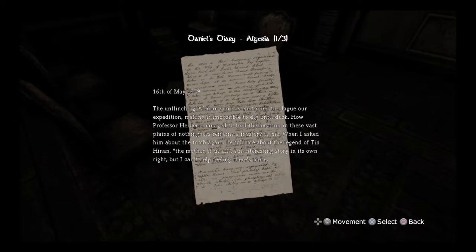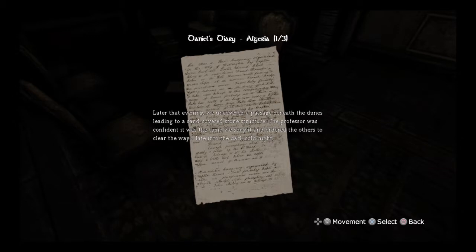May 1839. The unflinching African sun has continued to plague our expedition, making it impossible to dig until dusk. How Professor Herbert managed to find the location in these vast plains of nothingness remains a mystery to me. When I asked him about the tomb again, he told me about the legend of Tin Hanan, the mother of us all. An interesting story in its own right, but I can't help feeling there's more.